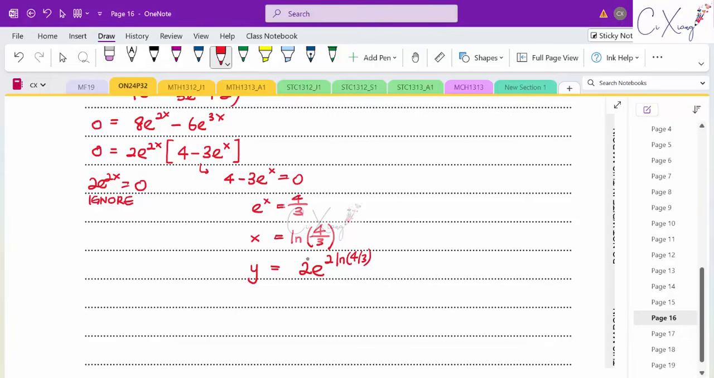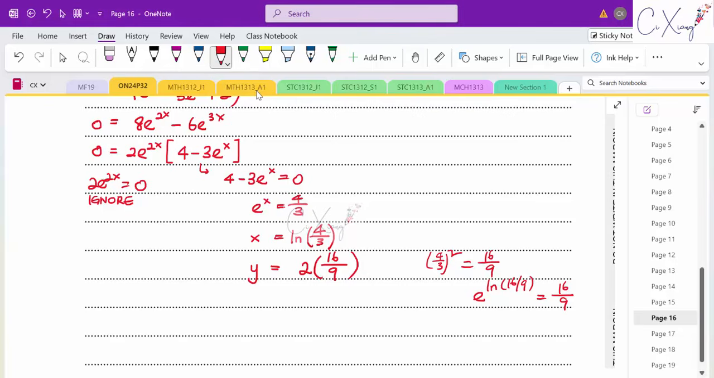If you bring the 2 over, you'll be having 4 over 3 squared. 4 over 3 squared will give you 16 over 9. So when you're having e^(ln 16 over 9), it will give you the value 16 over 9. This is how we simplify the particular term here. I'm not going to show you the detail, so I will just directly write 16 over 9.